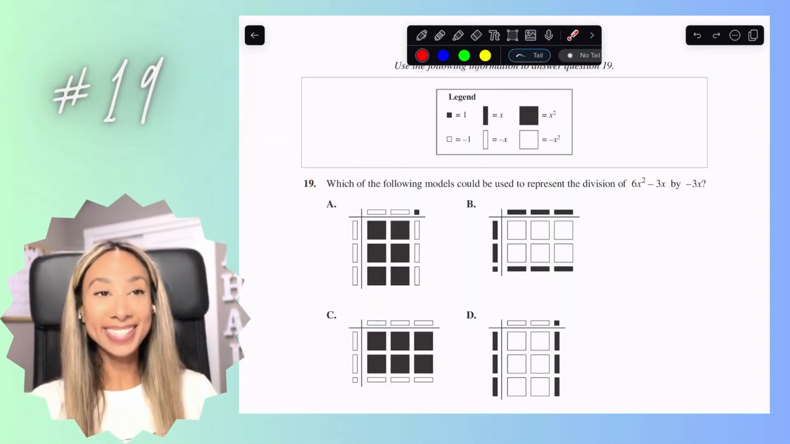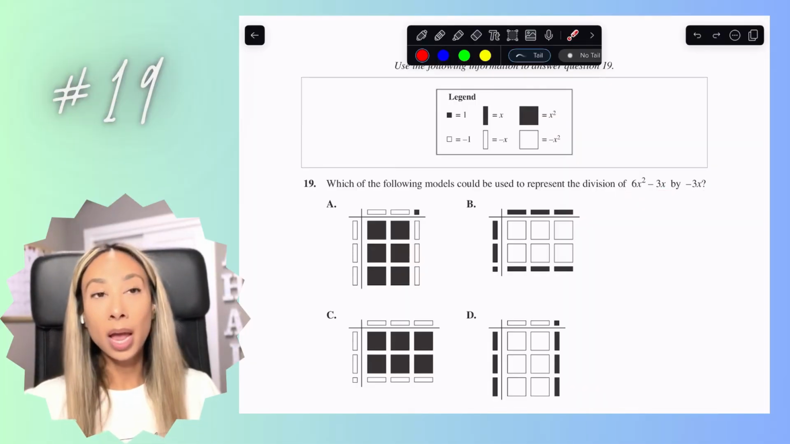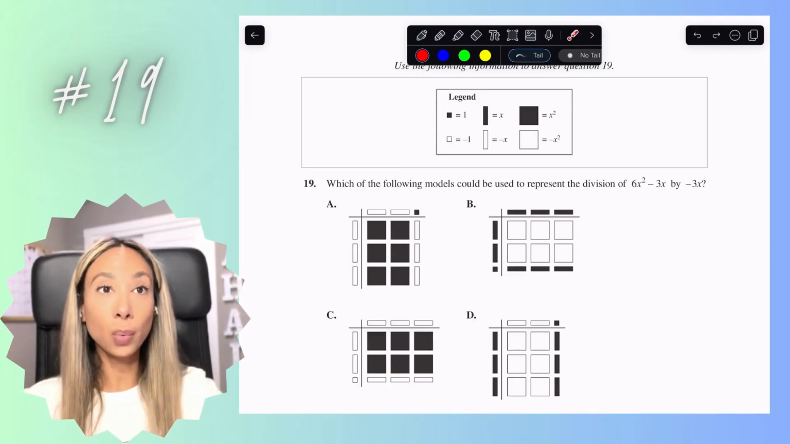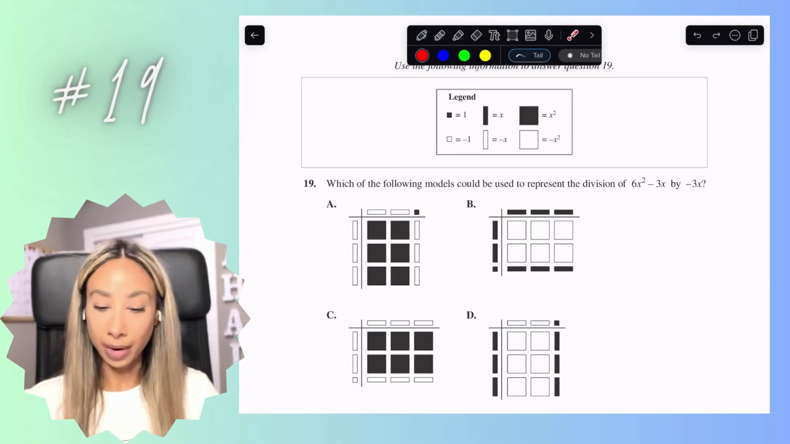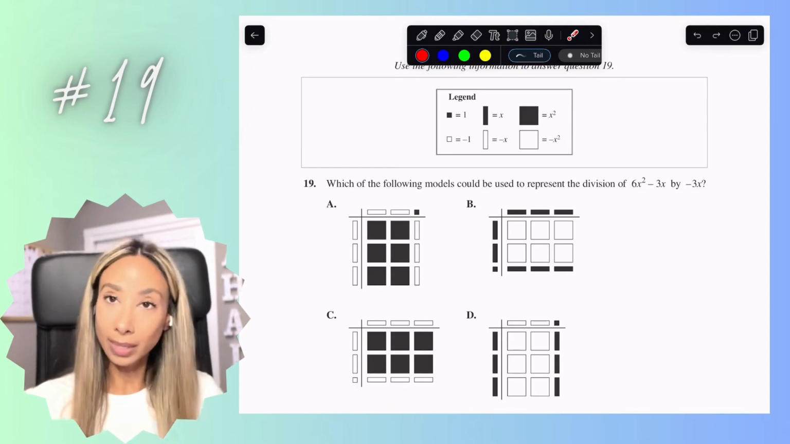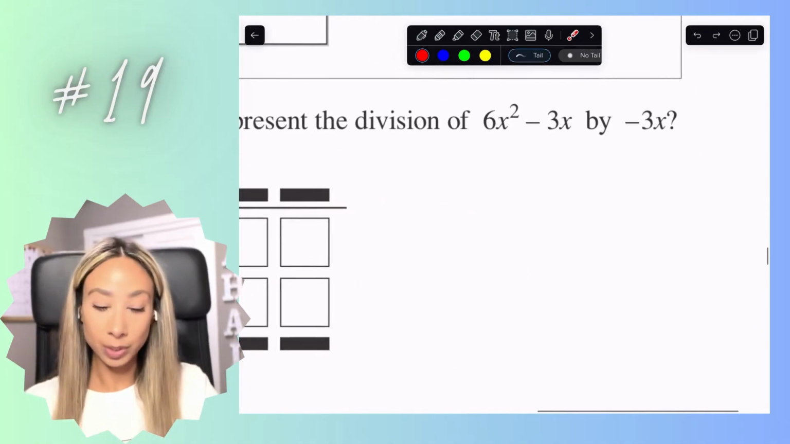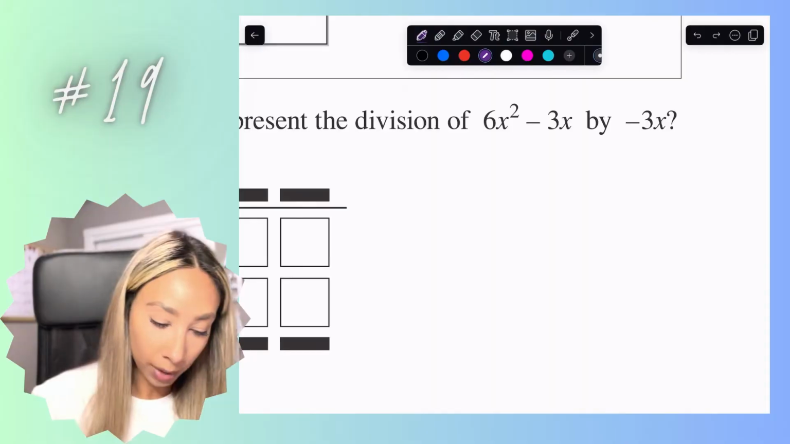All right, number 19 here. With this one, we are looking at this division question, and we want to find out which tiles or which models are going to represent that question. This is one of those ones where, again, I say, let's not look at the options. Let's come up with what we know is the right answer and then compare it to the options. So let's think about what we've got going on here.